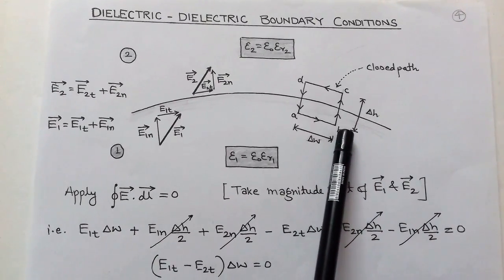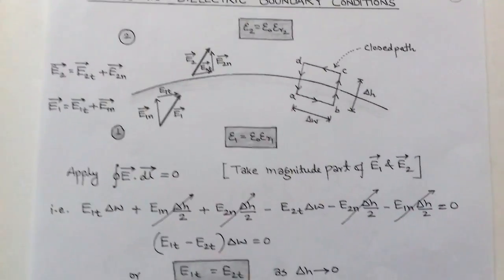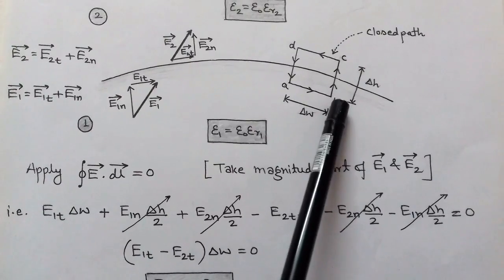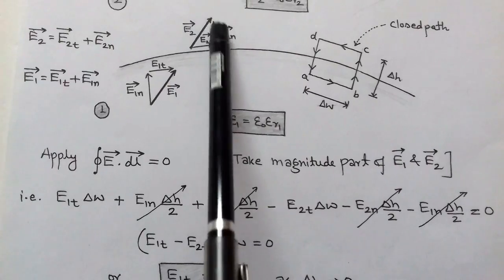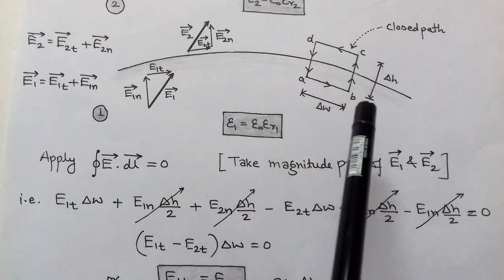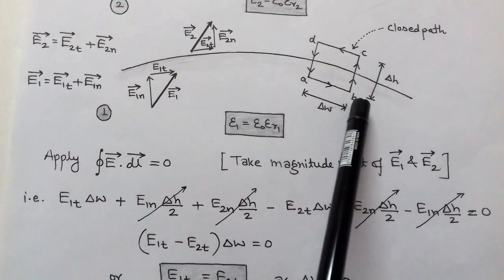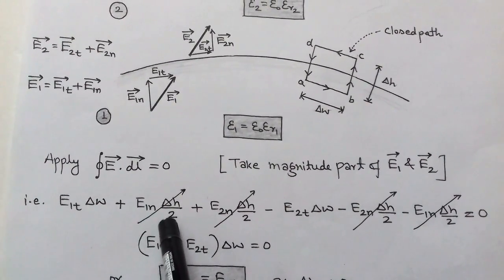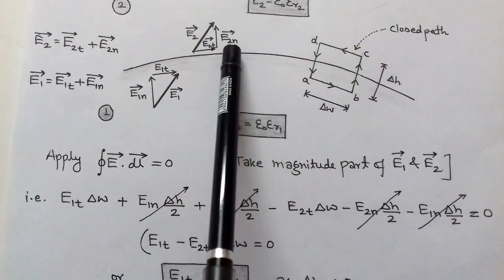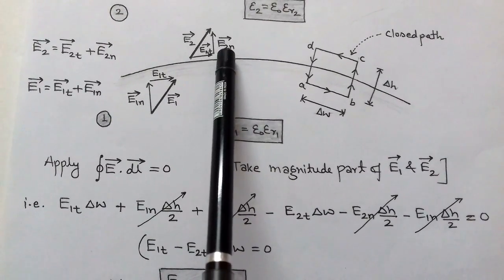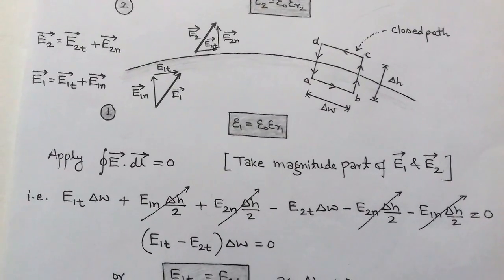So here we consider the height delta H. So half of the height is within region 1. In this case the direction of BC is normal. So within region 1, this is normal E1n into half height, that is delta H by 2, plus half in region 2, that is delta H by 2, and this is also normal, but here the normal component is E2n because this is in region 2.